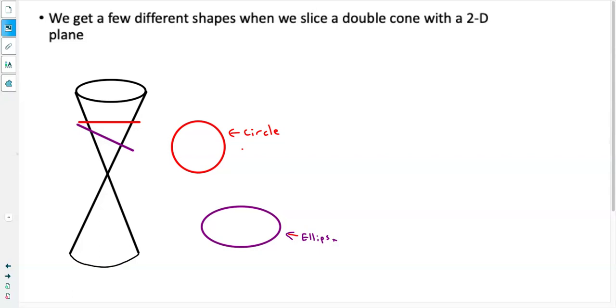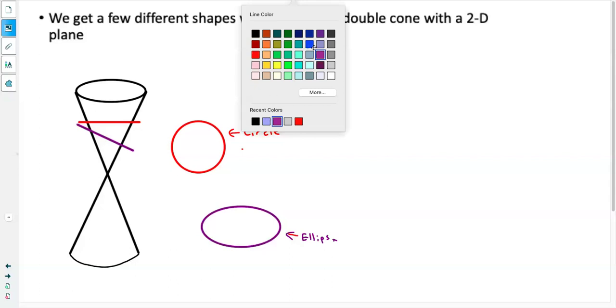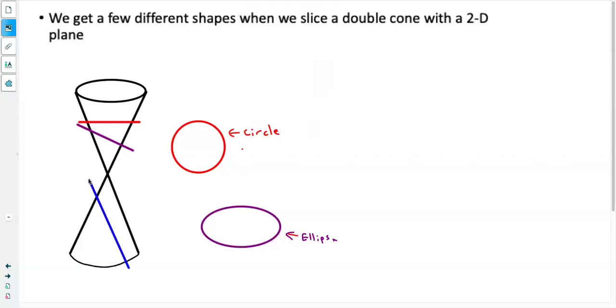Now, if we cut it on a bit more of an extreme angle, something like this, we end up with a shape that looks like this, which you should be familiar with from grade 11 math, which is a parabola.